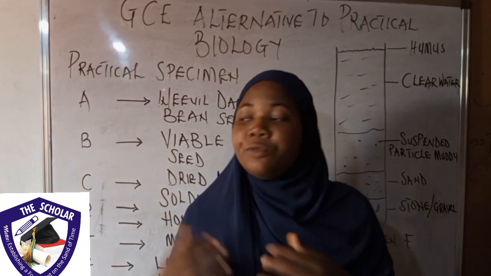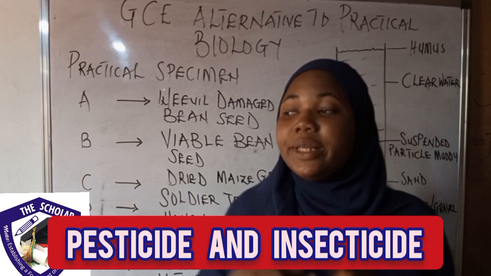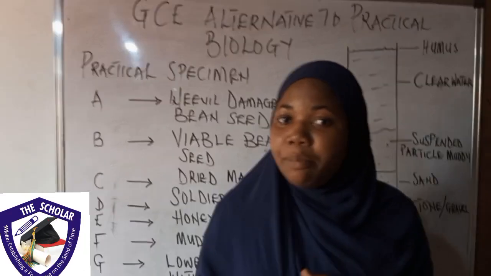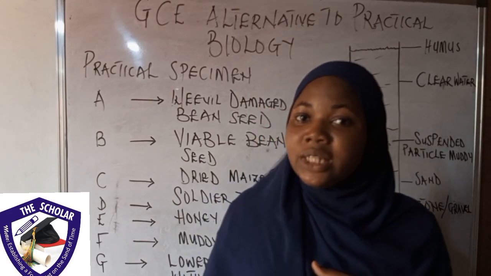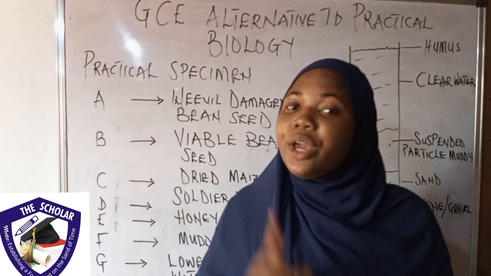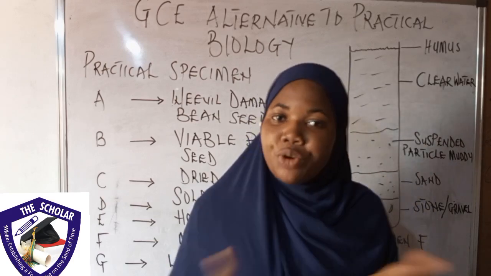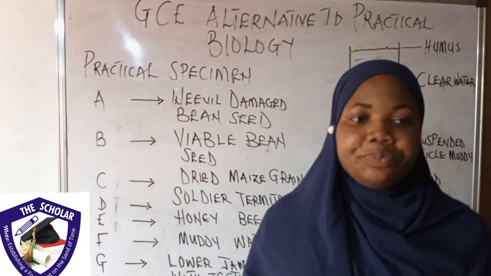Another way of preserving it is the use of pesticide and what? Insecticide. Rodent is a pest, weevil is an insect, so we can use pesticide to prevent the pests, and we can use insecticide to also prevent the insects from destroying our bean seed.